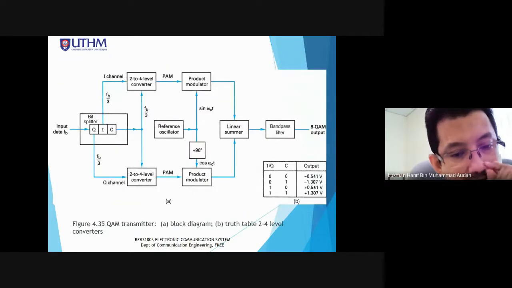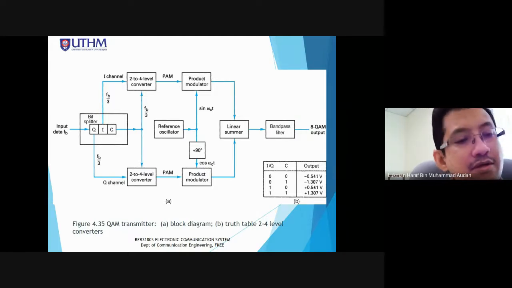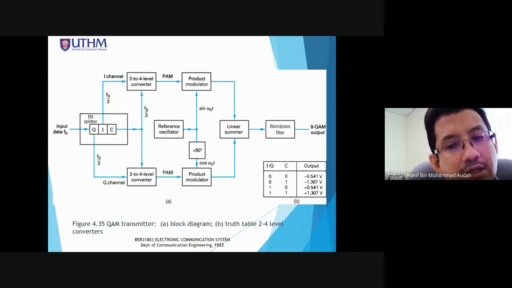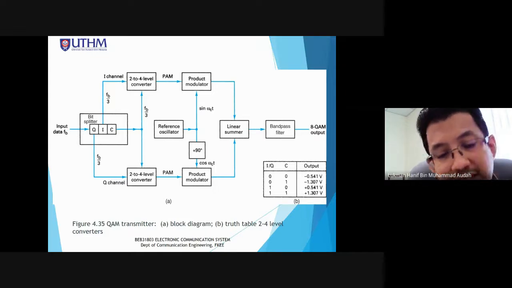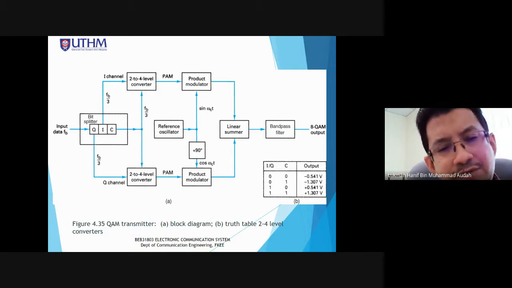So let's look here at the transmitter block diagram. Ini adalah QAM modulator diagram pada transmitter. Ini yang last week saya jelaskan agak tergesa-gesa, so saya nak jelaskan lebih details. So hopefully you can have more understanding, not just for quiz. Saya nak kamu understand beyond the quiz. So perhatikan kelas, if you have question please ask me.